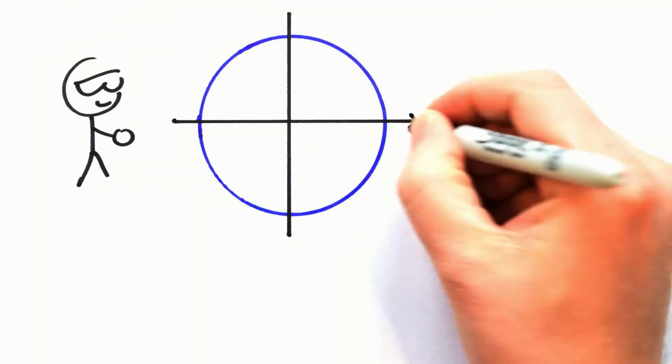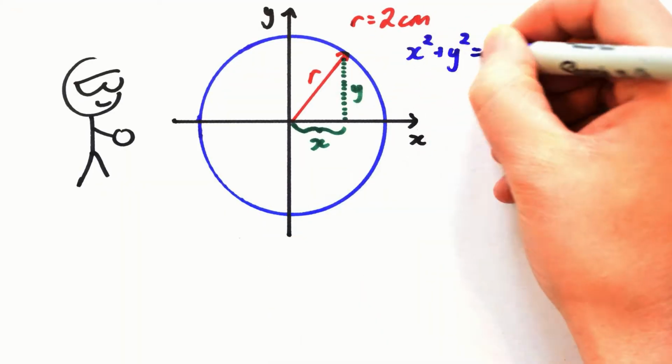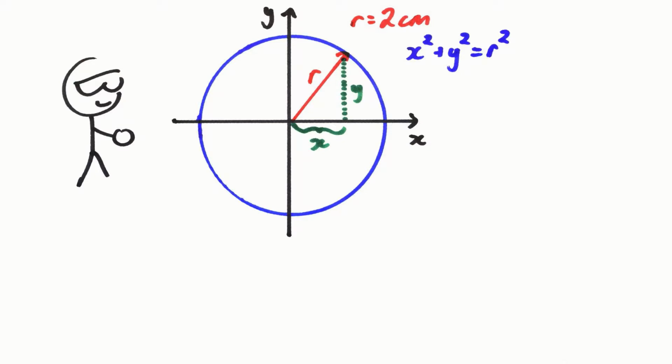The equation of a circle in Cartesian coordinates looks unusually familiar. r squared is equal to x squared plus y squared. So for a circle of radius 2, the equation is 2 centimeters squared is equal to x squared plus y squared. Of course, its roots are naturally in Pythagoras' theorem, but remember that r is fixed.